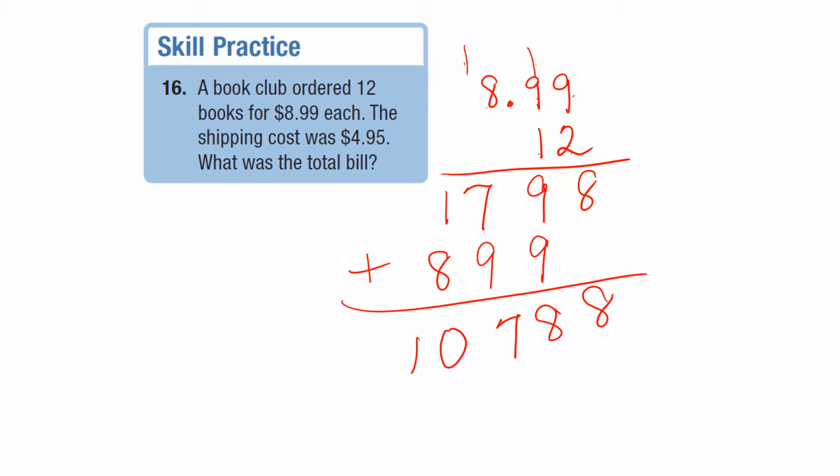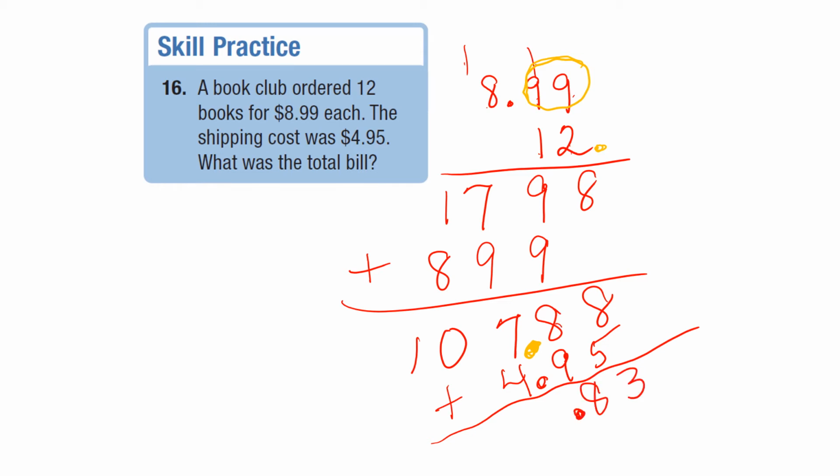And now I'm going to place my decimal point. So remember the number 12 is a whole number, so it's 12 point with nothing to the right. So I have a total of 2 decimal places. So I'll place my decimal point so that my product has 2 decimal places, and that's $107.88. And now I'm going to add on $4.95. So when you add, you have to line up the decimal point. So 8 plus 5 is 13, and here we have 18, and we get $112.83 is the total bill. And you can check this in your calculator, that's fine.